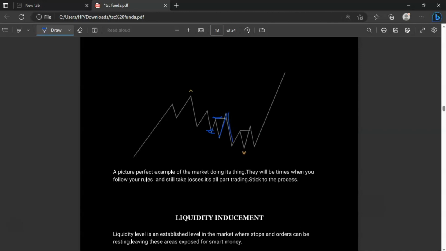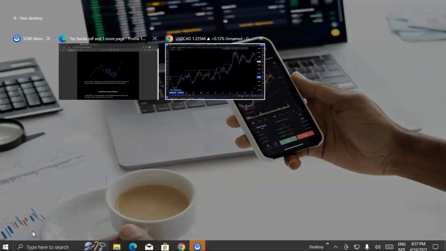Price still drops, doesn't obey your change of character, and decides to obey this change of character instead. That's just how it works. You're not gonna be on the right side of the market every time. But bro, be careful. A picture perfect example of the market doing its thing. There will be times where you follow your rules and still take losses. It is part of trading. Stick to the process.